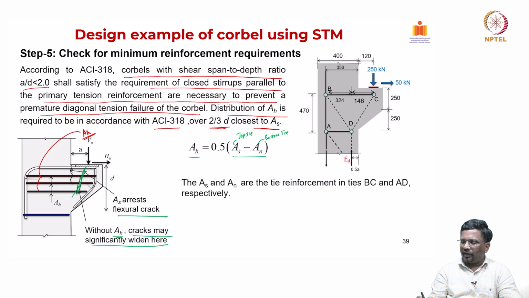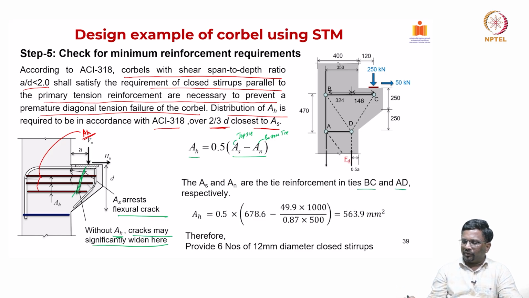As and An are tie reinforcement in ties BC and AD in this example. If you calculate that, Ah works out to be 563.9 millimeter square. So, we say okay, for this I can provide 6 numbers of 12 mm diameter bar as a closed stirrup. Note that point, it should be a closed stirrup which is going to confine and not let that crack open up very quickly.